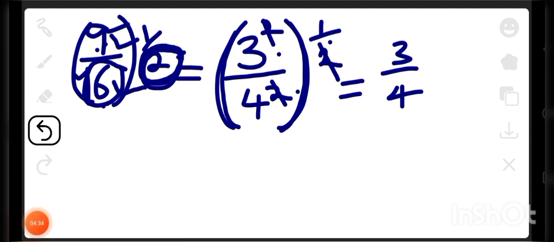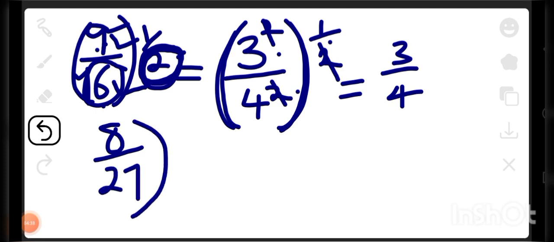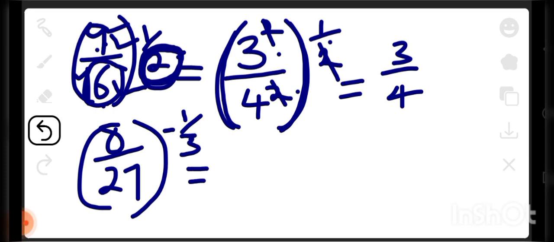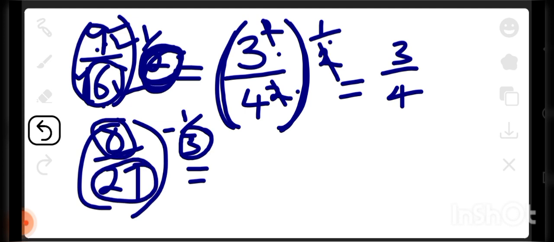We're having (8/27) to the power minus 1/3. See, this one is not 3. The first one was 2, but this one is now 3. So what are we going to do now? The same thing. Look for a number you raise to power 3 that gives you 8, and also a number raised to power 3 that gives you 27. That's what I'm looking for.